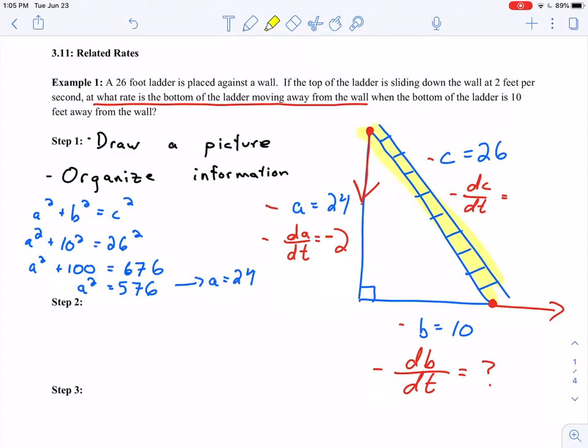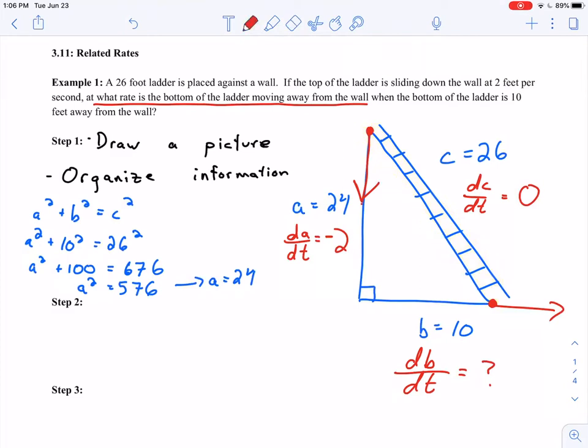So again, I want you to ask yourself, is that side getting longer or is it getting shorter? And it's a trick question because the right answer is actually neither. It's not getting longer or shorter. It's not changing. So if it's not changing, then we would say that the rate of change is 0. It's not increasing, it's not decreasing. So dC/dt must be 0.